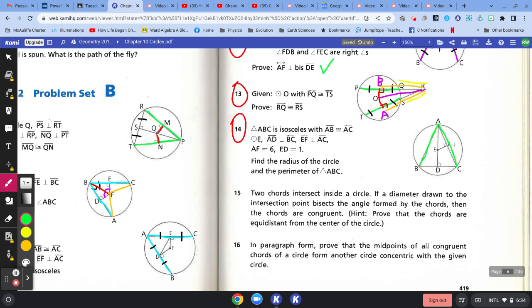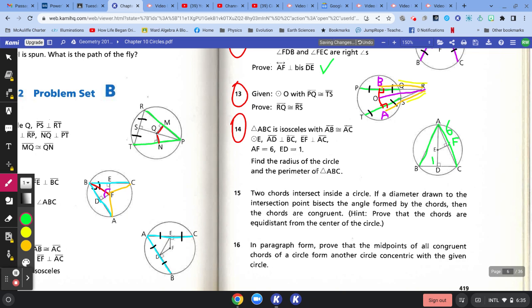Okay, I've covered up F there, so I'm going to draw F so we know that it's there. All right, this is circle E. So E is the center of the circle. And we know AD is perpendicular to BC. We know that EF is perpendicular to AC. And we've been told that AF is a measure of 6. So let's label that. That's a measure of 6. And we've been told that ED is a measure of 1.